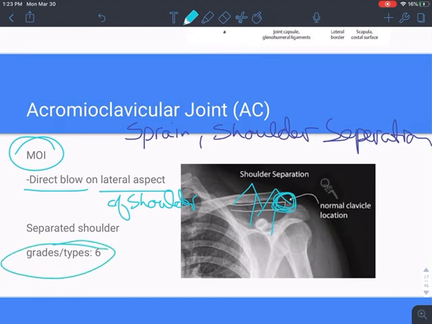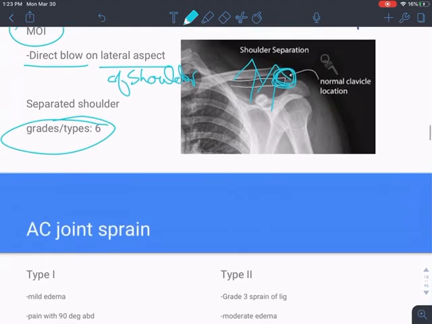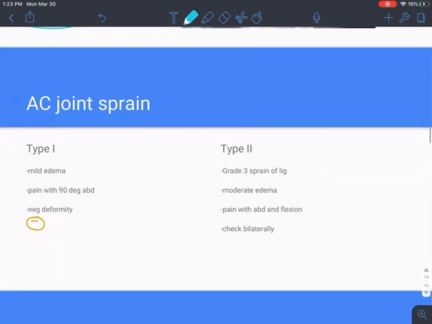This has 6 different grades or types. Now let's go through the signs and symptoms. Type 1: mild edema, not bad. Pain with 90 degrees of abduction, so not bad. No deformity.